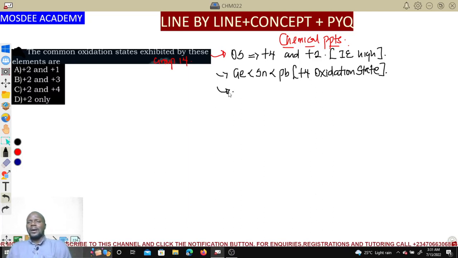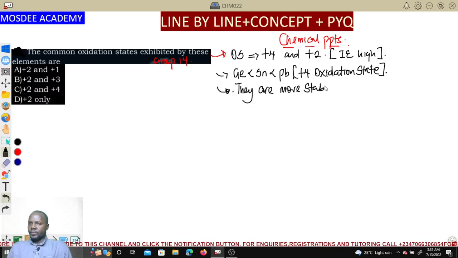We can also talk about another important thing, which I think you can also keep in mind: their stability. Now, most of them are more stable with a high oxidation state. That is, you expect them to be more stable with plus 4 than with plus 2. That is what I'm saying.